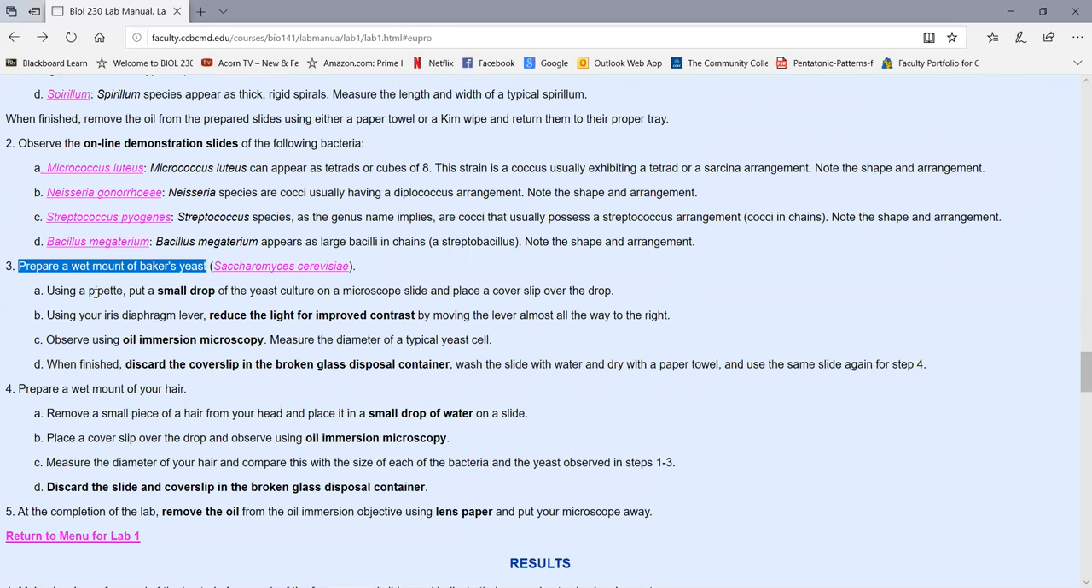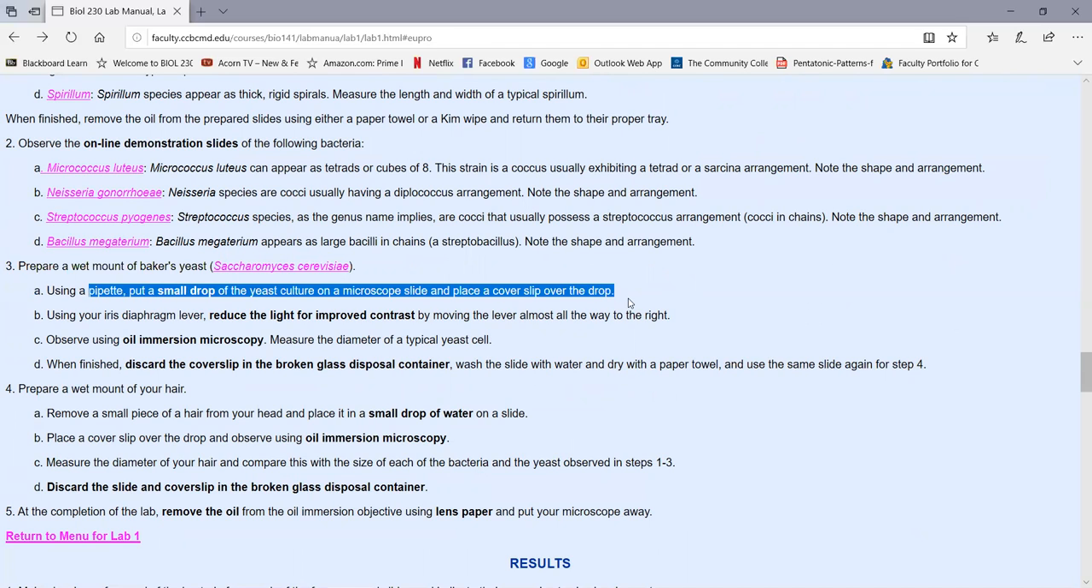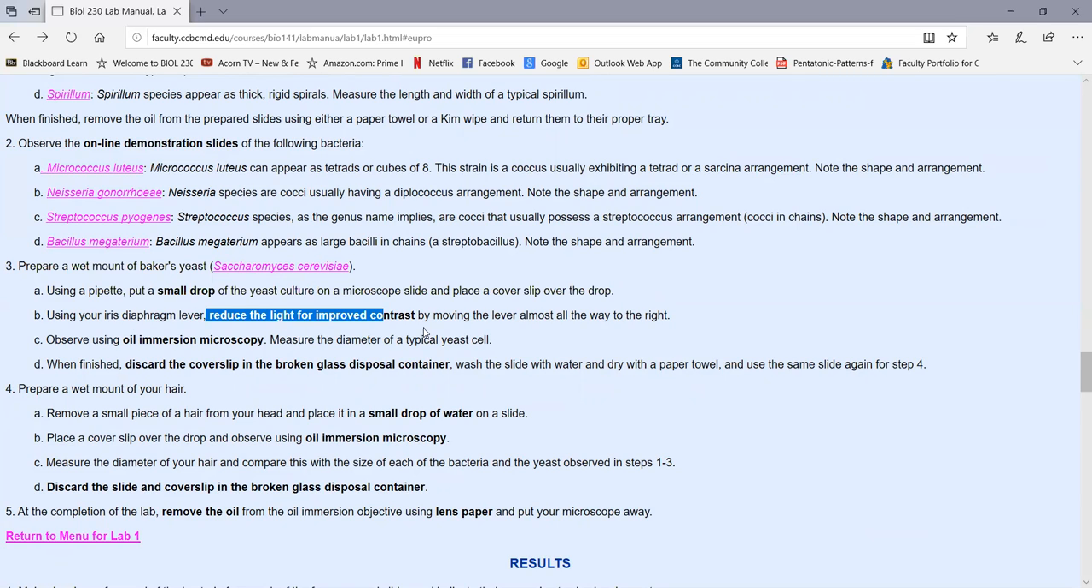So in this case, using a pipette, you're going to put a small drop of yeast on a clean microscope slide, and then put a cover slip on top of that. Then your oil goes on top of the cover slip. Now, since these are living, unstained yeast, we have to reduce the light to get enough contrast to see them.